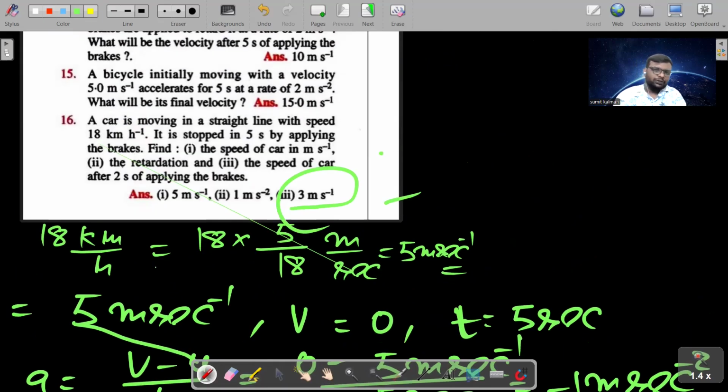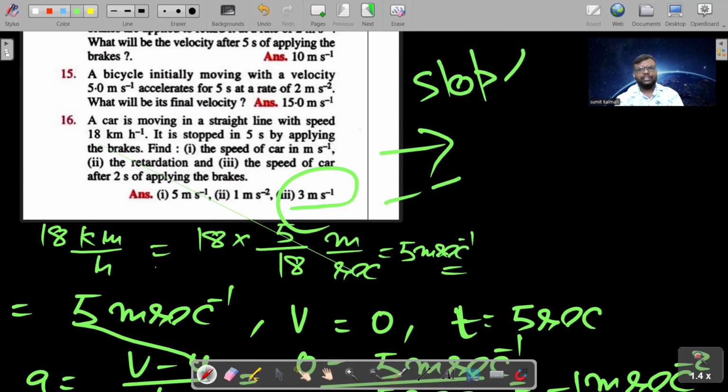So student, this is the solution. All the problems related to speed, velocity, and acceleration in one dimension. Next lecture, students, we will talk about slope. We will study about slope. So this is the final lecture by me.